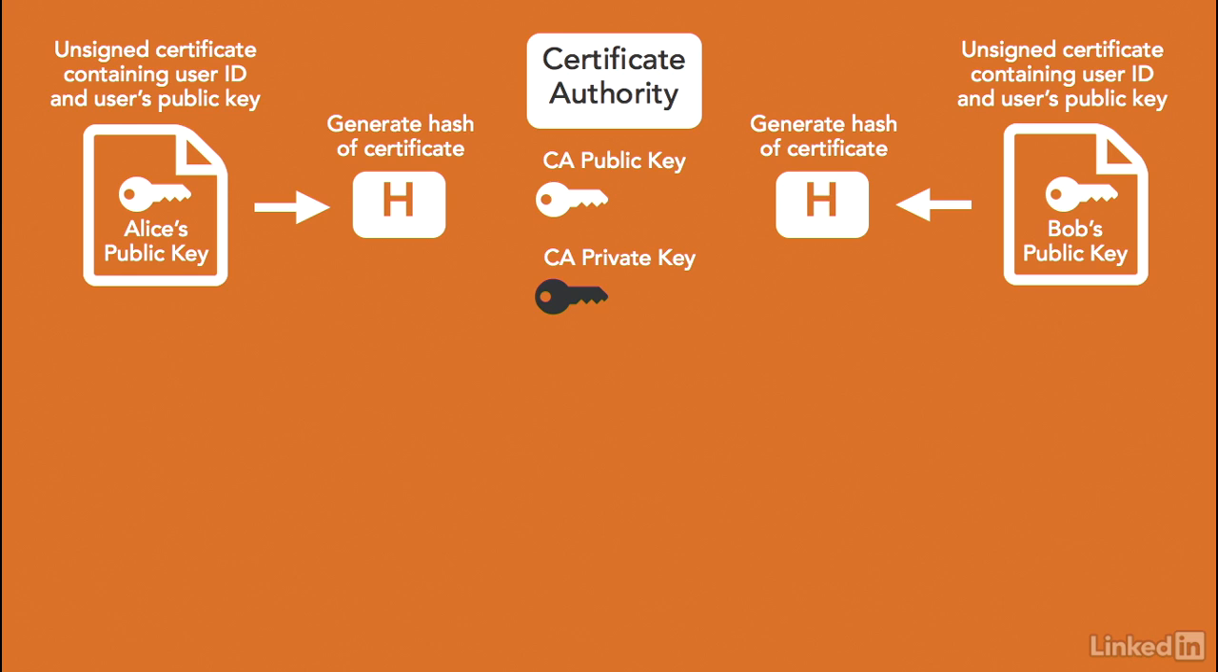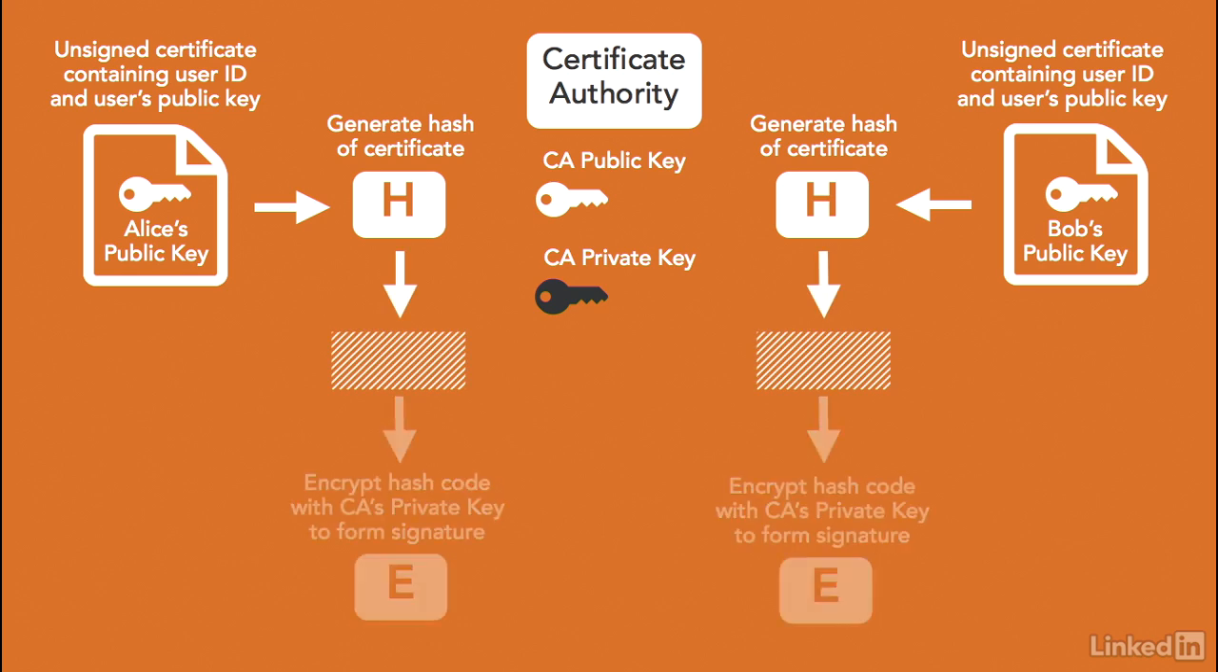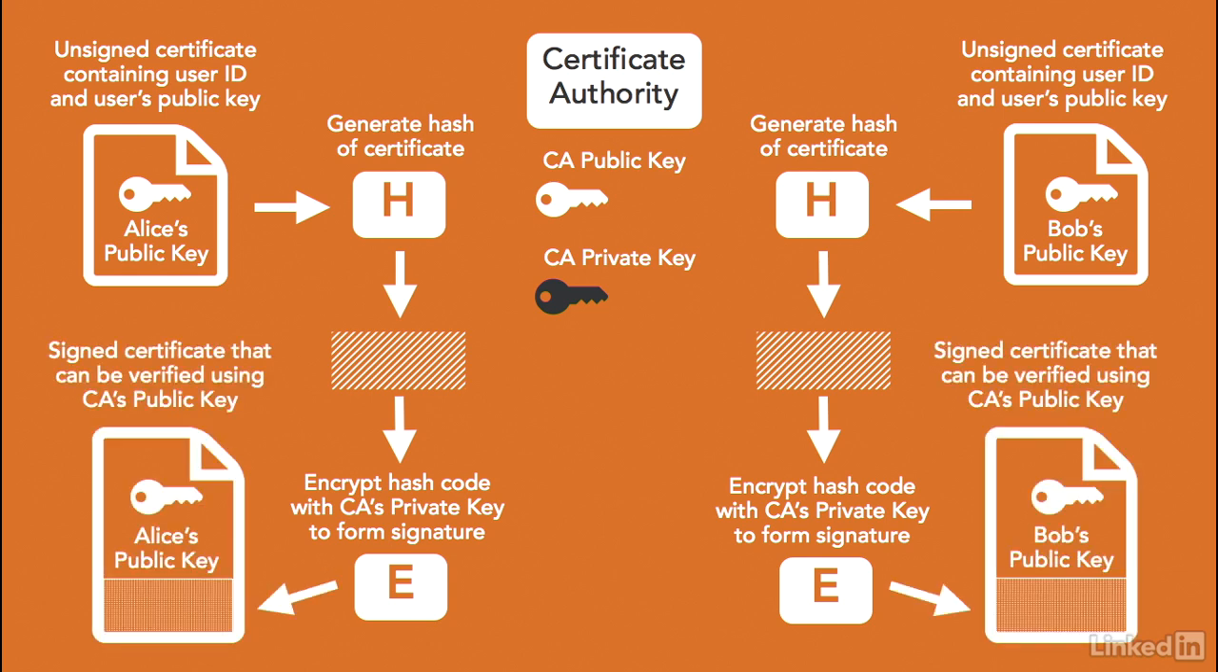We're first going to generate a hash of that certificate, which is represented by the striped lines. We're going to take that hash and we're going to encrypt it with the certificate authority's private key, and that's going to form a digital signature. We'll take that small amount of data and append it to the bottom of the certificate, which is now signed. Each certificate is then distributed to the parties.